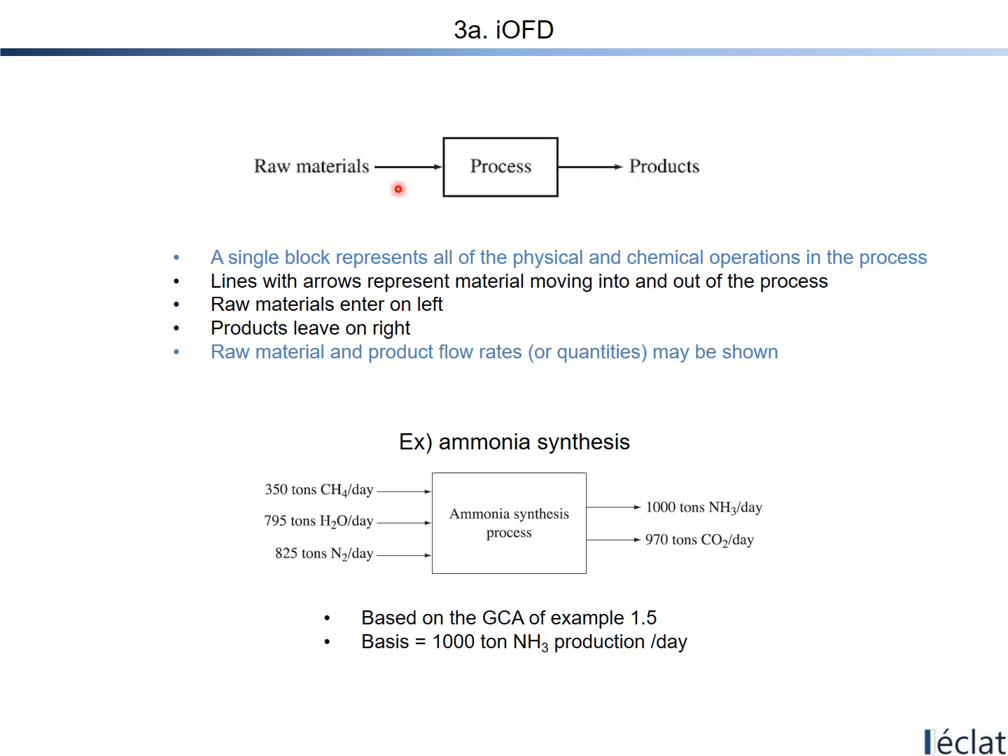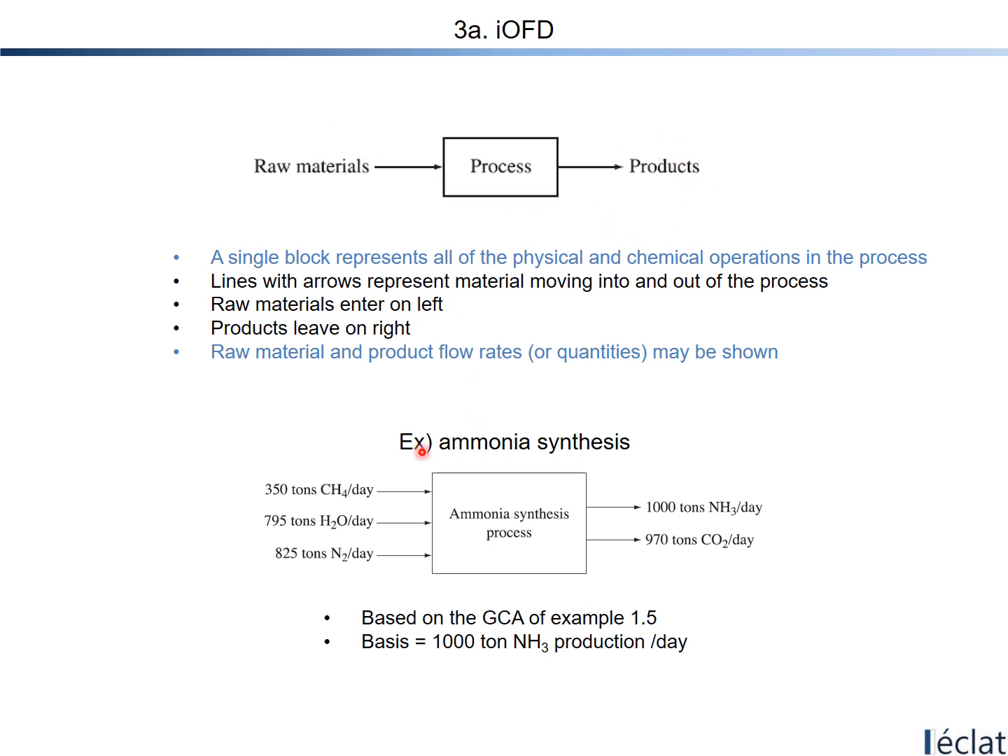Practically, input or raw materials enter on the left, and then products leave on the right. This is the practical convention. And raw materials and product flow rates or quantities may be shown on the input stream and also the output stream.